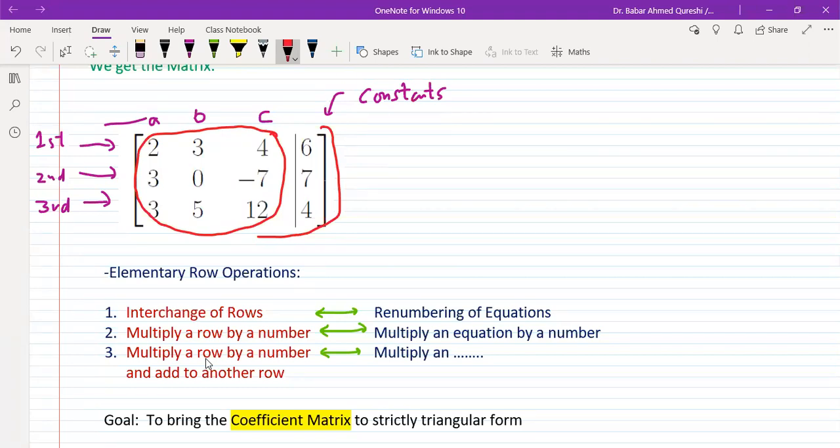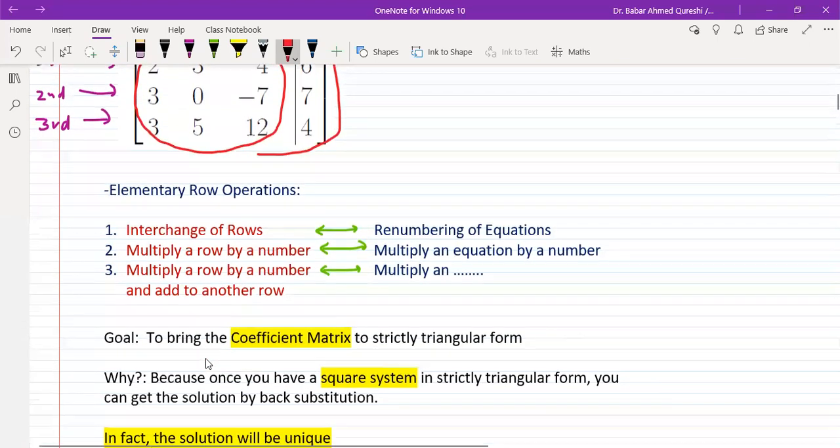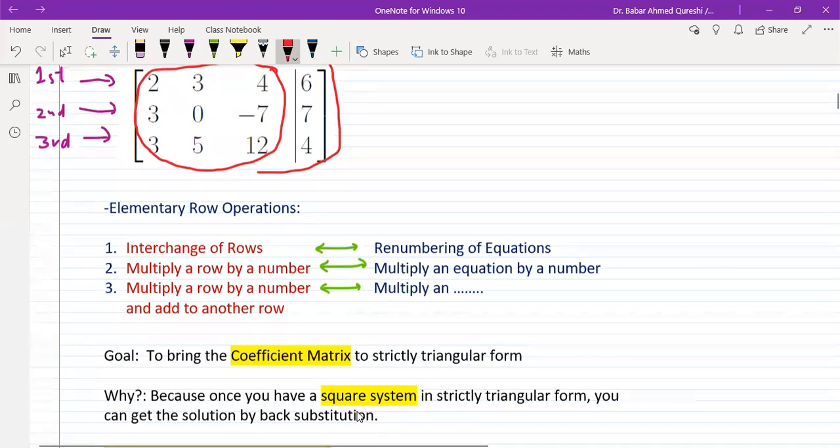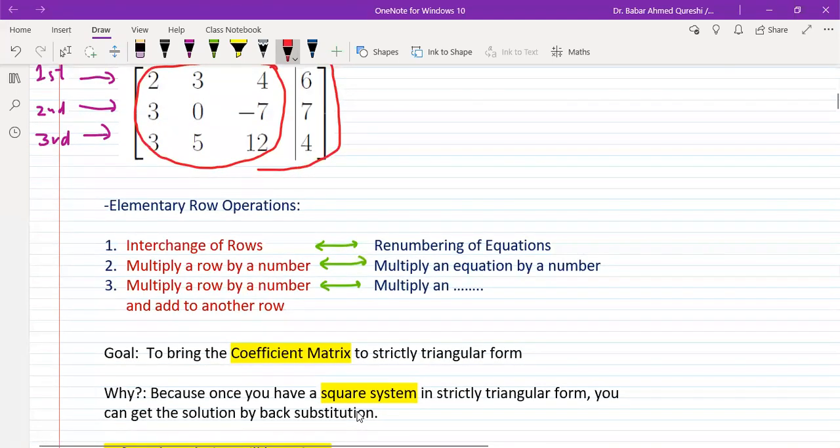Why would you do these operations? Because you have a goal in your mind, you want to solve the system. In terms of the matrix, you want to bring the coefficient matrix, this part, into a strictly triangular form. Because once you have that, for a square system, we know that we have a solution. And it's actually a unique solution, because then we can do back substitution to get the complete solution. So this is what we did last time. Any question from here?